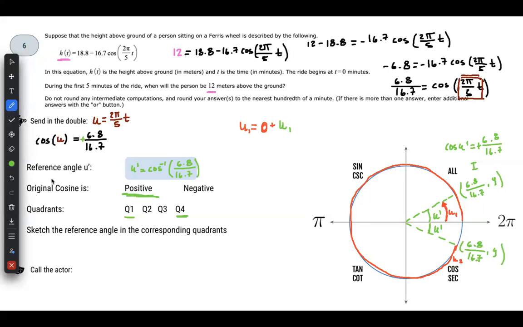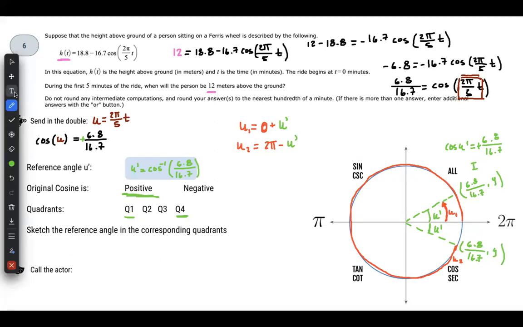The second angle, U number 2, is equal to 2 pi minus the reference angle, because I did not reach 2 pi. So I'm going to subtract the reference angle. Sorry, I wrote U1 as U prime. And same here, minus the reference angle U prime. So that's the second angle.